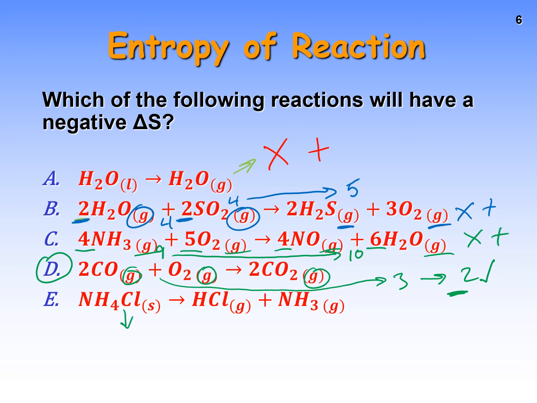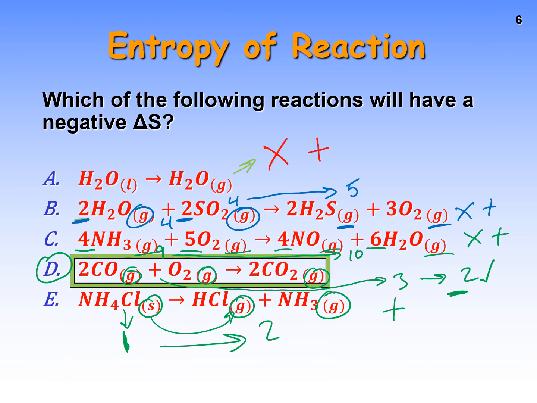This one, just to go through all of them, is definitely going to be positive as well. We have a solid going to 2 gases. That's a big deal. Also, we have 1 thing on the left and 2 things on the right. More disorder. So again, D is our correct answer for that reason.